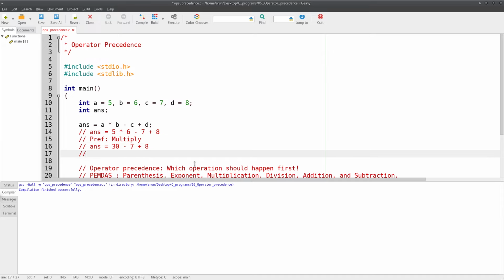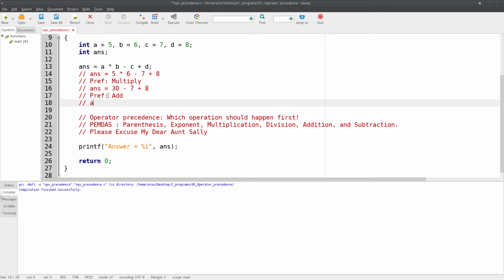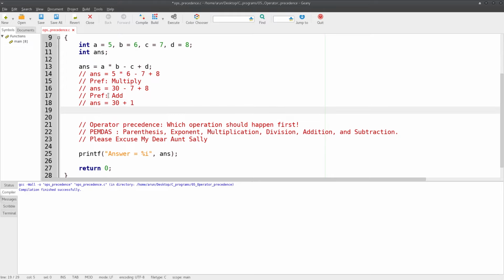Okay, now let's look at the next preference. Now multiplication is gone, and with the remaining thing, addition takes the next preference over here. So these two will be added together. Okay, so if we do that, the next preference is add, sorry, add. The 30 will remain as it is, so this will be plus 1. And then finally this is the only operator that's pending, so there's no operator preference problem over here. So the final answer will be equal to 31.